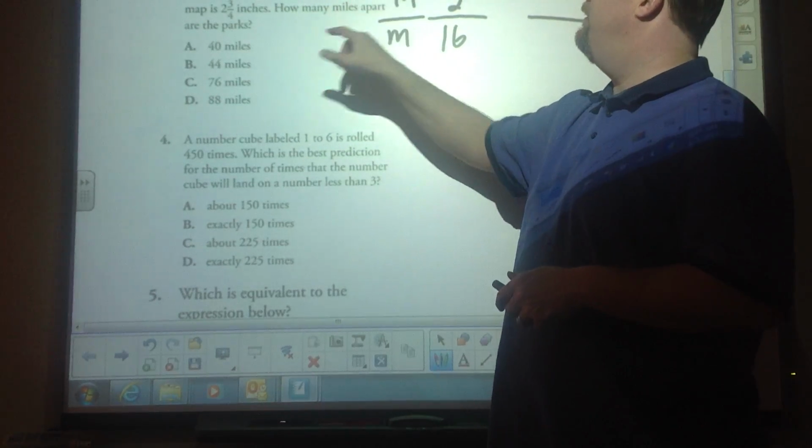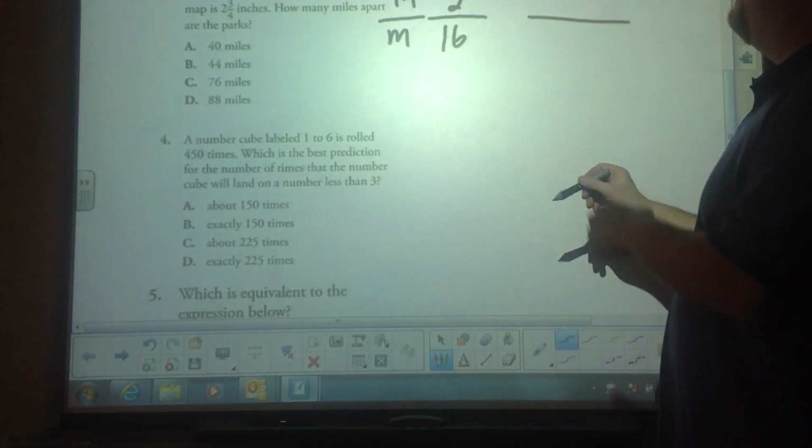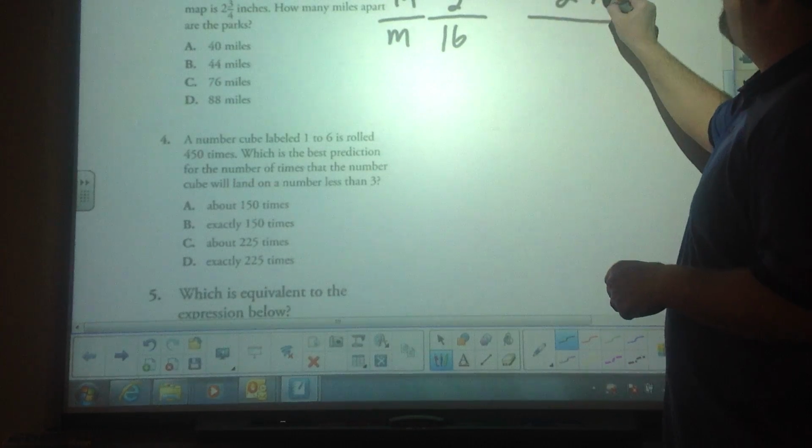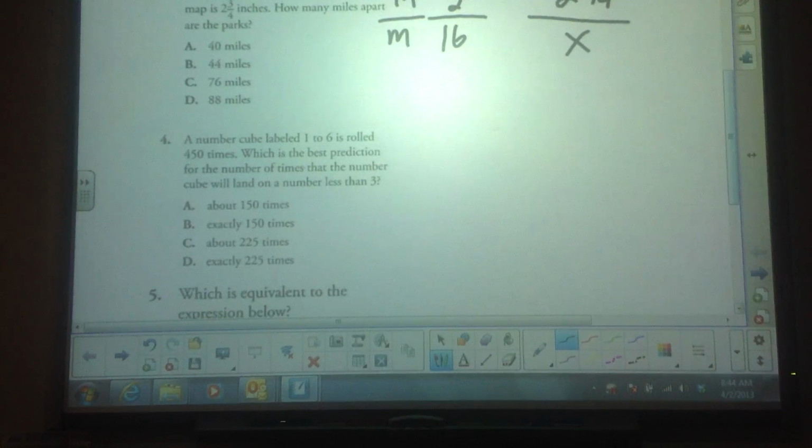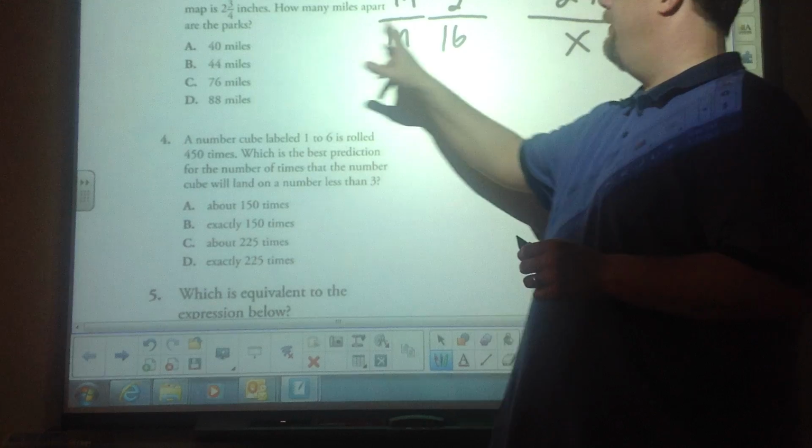Now that we've labeled this inches and miles, we know where that goes. It has to go with inches. 2 and 3/4 over x, because we don't know what it represents, and that's what we're trying to do here. This is a situation where you could try to fill in these answers to see.